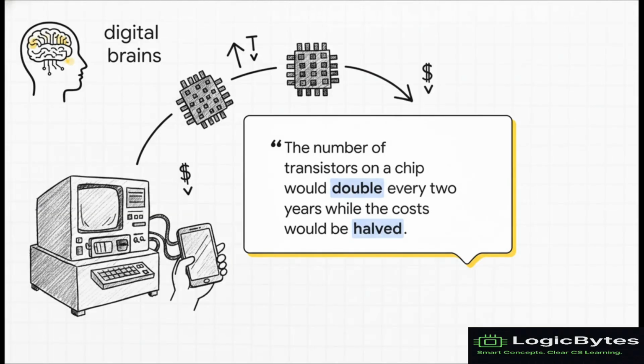So, how did all this stuff get so ridiculously small and powerful? I mean, computers used to take up entire rooms. Well, a lot of it comes down to a famous prediction made way back in 1965 by a guy named Gordon Moore.